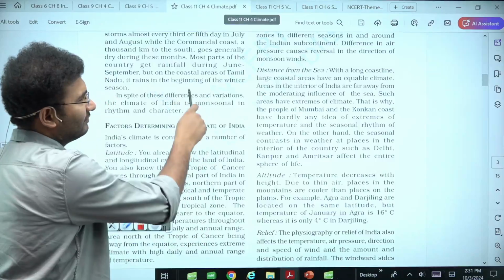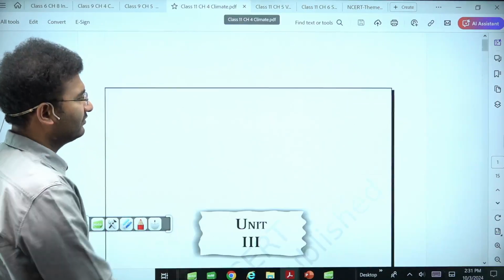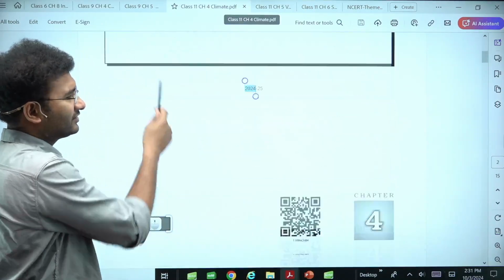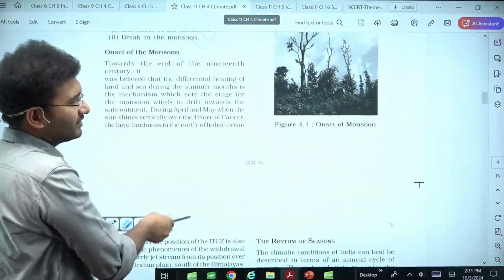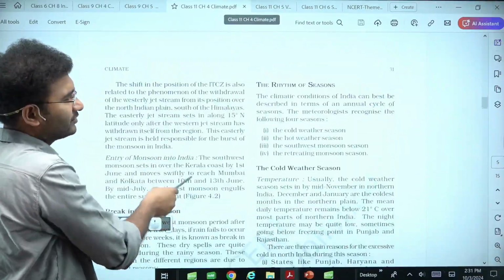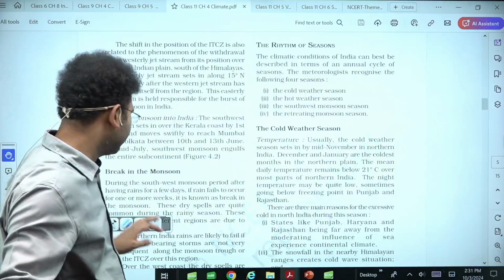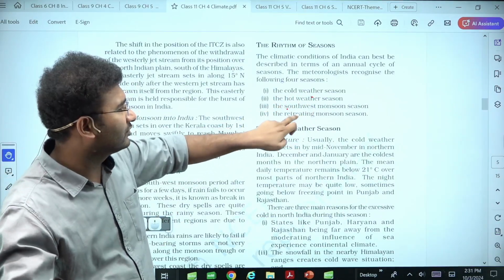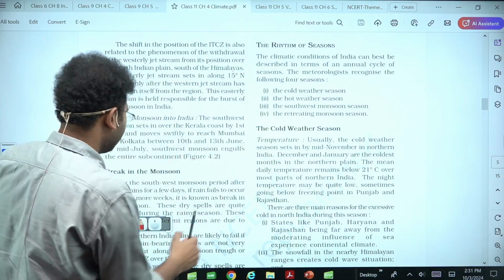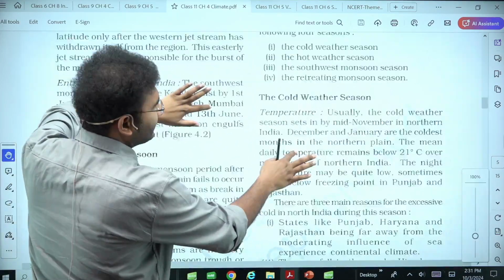Now come to class 11. Class 11 also talks about the same things, that is climate and vegetation, but a little more in detail. Here we are supposed to learn the rhythms of the season. Again, repetitions are there. The cold weather season, the warm weather season, the southwest monsoon and the retreating monsoon. It is also the same. They are talking about the same aspects.